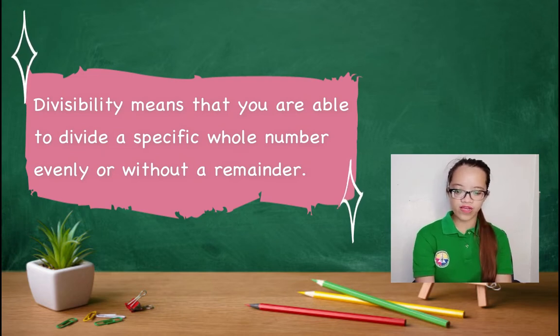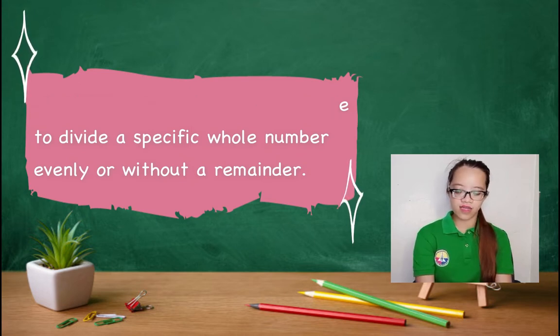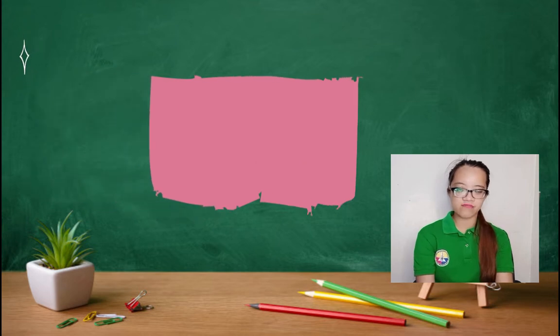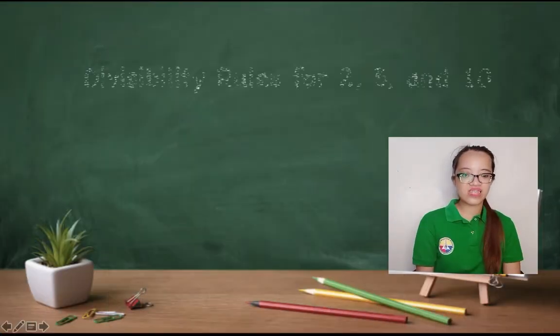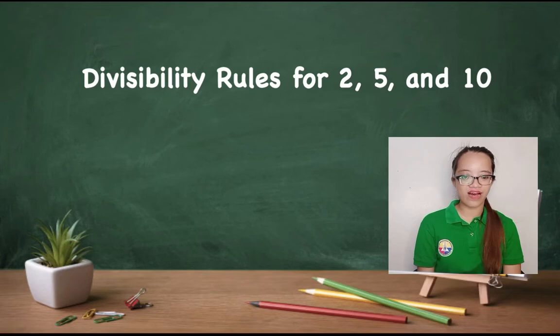The rules for finding whether numbers are exactly divisible by another number without doing long division are illustrated in this lesson with their corresponding examples. Divisibility rules for 2, 5, and 10.